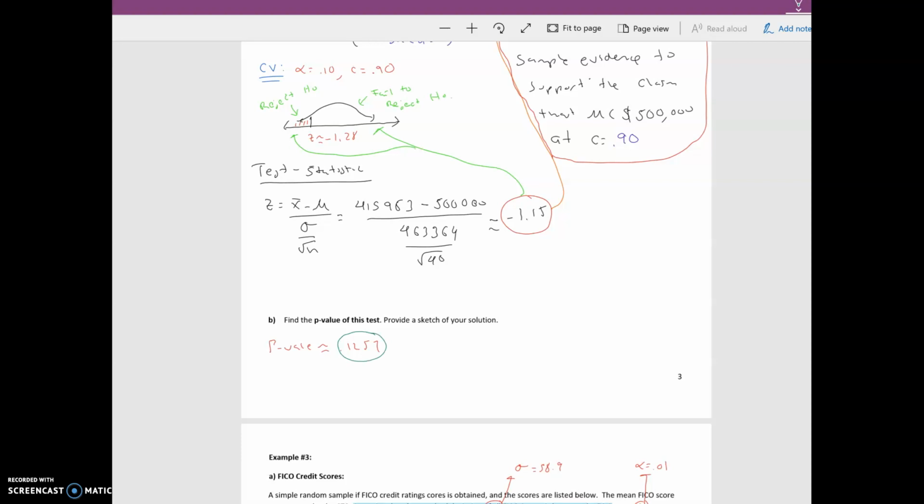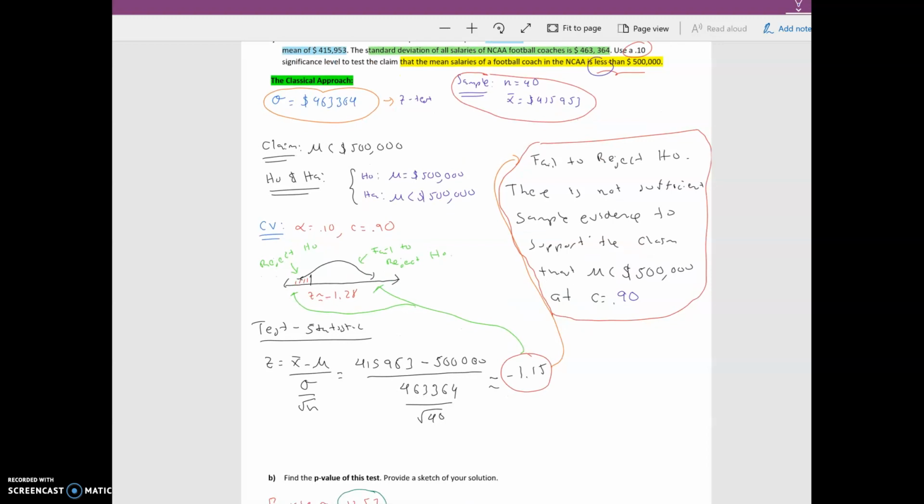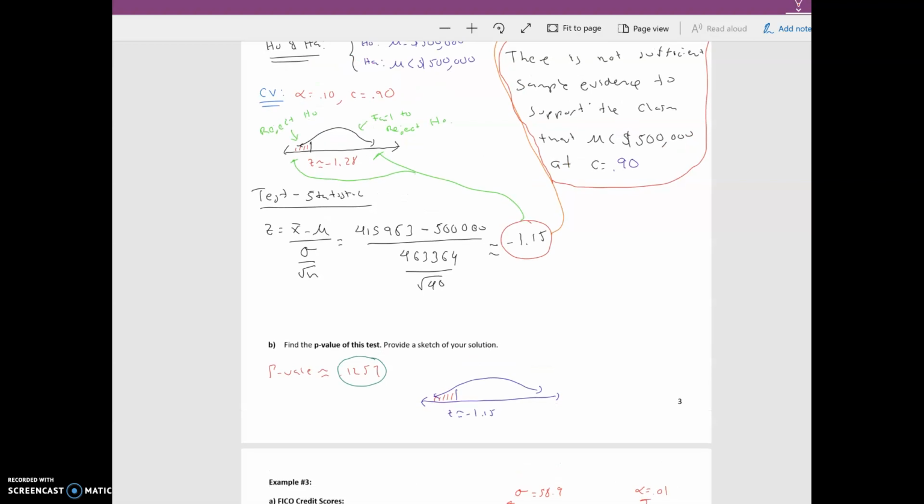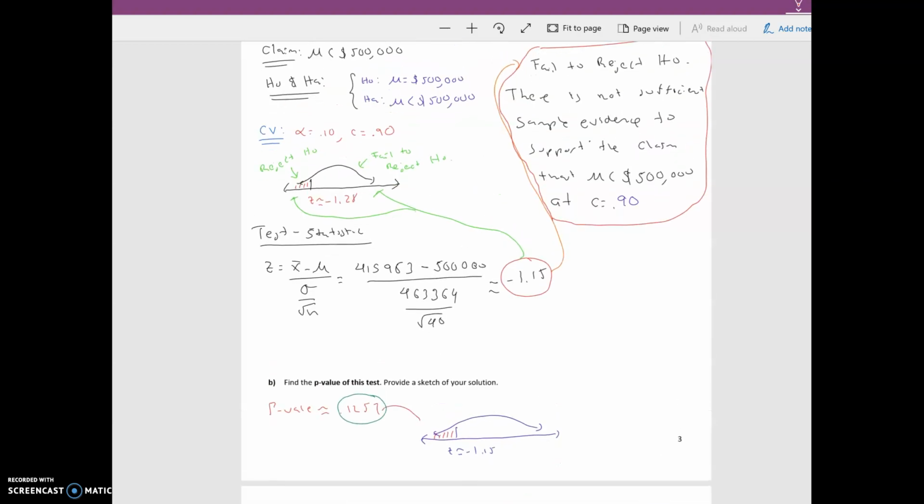Now, when we're looking at the p-value, in this case, you're looking at the actual sample. So your sample is going to look as follows. It's going to be a bell-shaped curve. Your claim is less than, so your test statistic ended up being a z-value of approximately negative 1.15. We're looking at this value that was calculated there. And your p-value represents the area or the critical region of the actual sample. So in this case, that's going to be the area to the left of the test statistic.